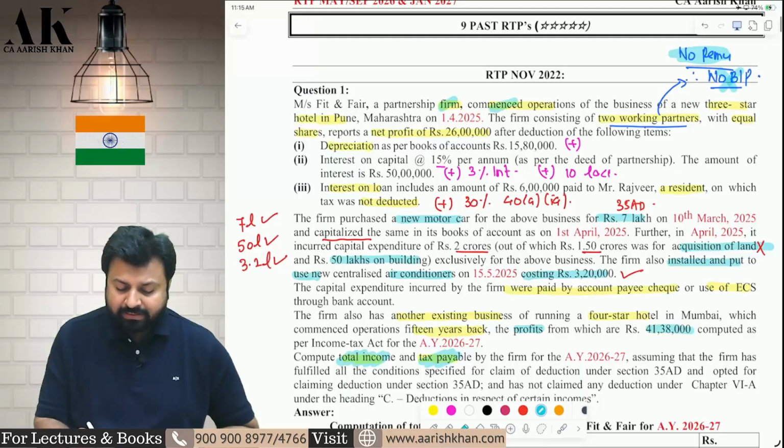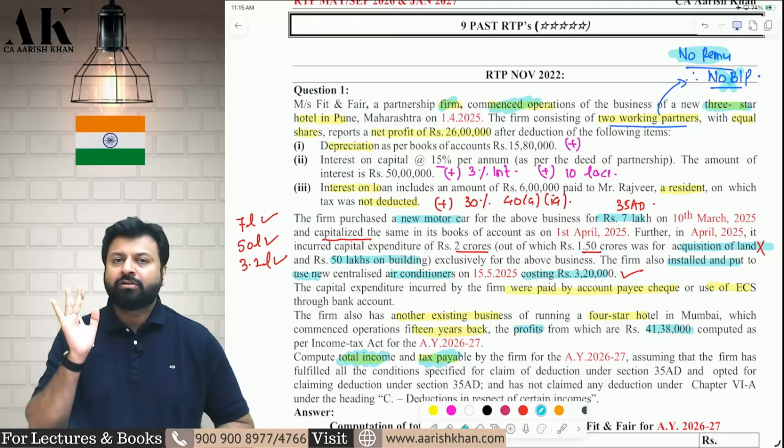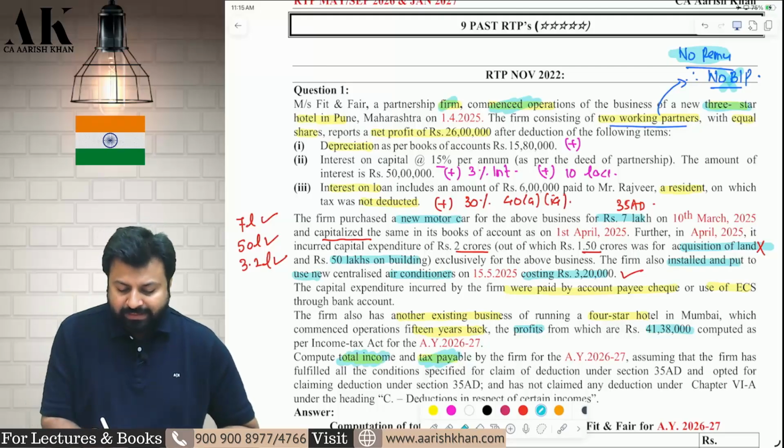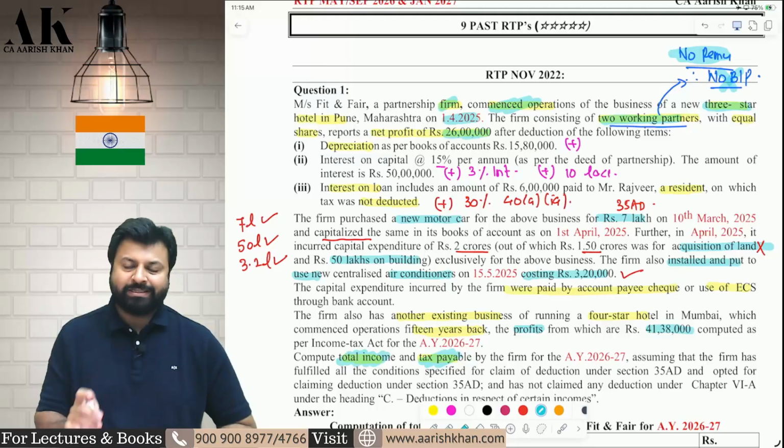The partnership firm has commenced. They have started with a 3-star hotel. A 3-star hotel is eligible for 35AD, and this assessee is also claiming 35AD. Now this entity was set up in 2025. The firm has 2 partners, 2 working partners, and the net profit of the firm is 26 lakhs. Now let's start computing the total income. 26 lakhs is the net profit.